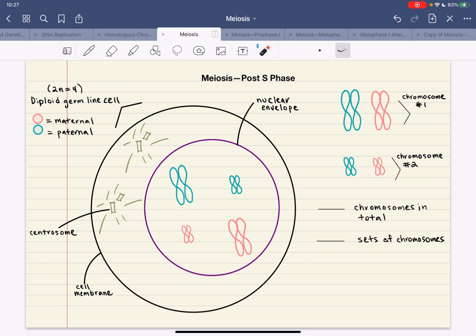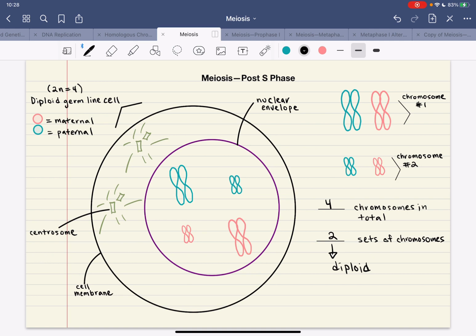Looking at our example here, let's fill in these blanks. How many chromosomes do we have in total? Well, we can count them: 1, 2, 3, 4. Secondly, how many sets of chromosomes are there? There are 2 sets. We have a paternal set and a maternal set. We have another term for that, which we've already learned about in the course. This is a diploid cell, 2 sets.